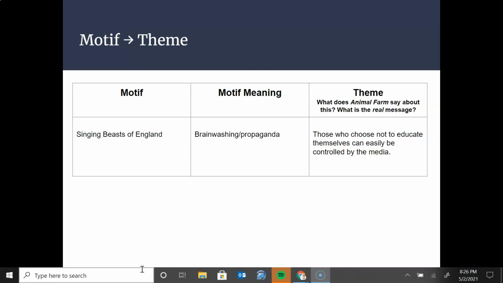Okay, so now you're going to go back to the hyperdoc and find two additional examples of motif from Animal Farm. Then I want you to assign a meaning. What's the deeper meaning of that motif? And then finally, give me a complete sentence. What is Animal Farm really saying about this topic? What's the real message that Orwell was trying to deliver? And that's when you will have a theme statement.